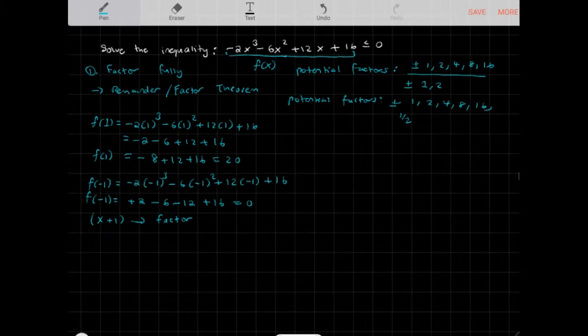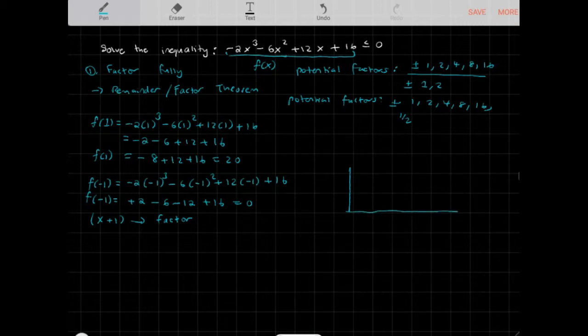Okay, so now that we know we have one of the factors, what we want to do is find the rest of the factors. For this case, you can either use long division or synthetic division. As long as the divisor is linear, as in the degree is 1 on the divisor, then you can use synthetic division. So I'm going to use synthetic division for this.